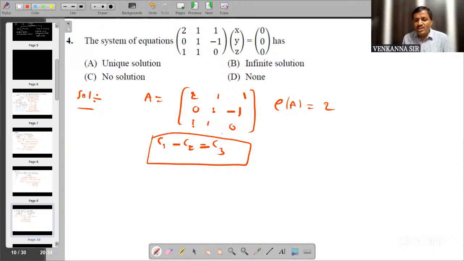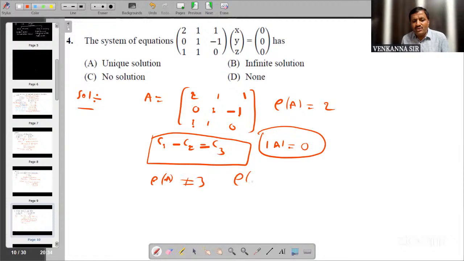If there is a relation between the rows or columns, then the determinant of A directly becomes 0. Remember this point? I explained it in the determinant properties. If this determinant becomes 0, then we can say directly the rank of A will not be 3. So obviously the rank becomes 2 here. If the rank of A is 2, then it is less than the number of unknowns.